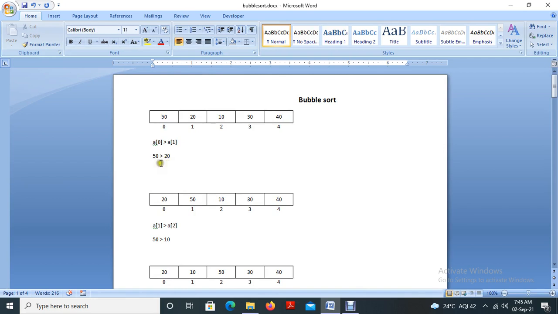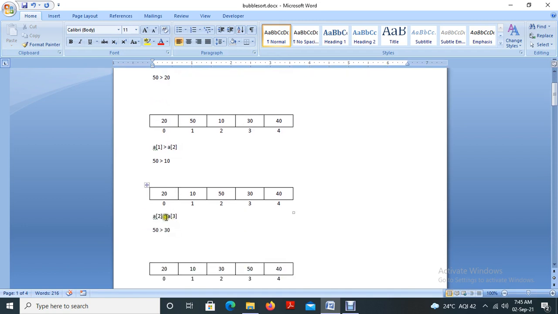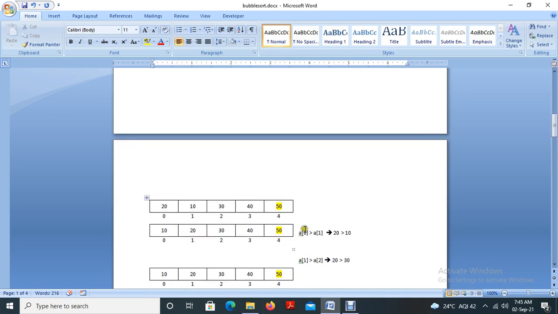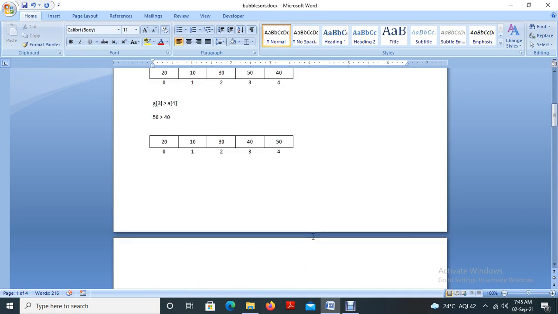Okay. So we start from A0 and compare with A1. If A0 is greater than A1, for example 50 greater than 20, then what will we do? We interchange the values and then start with A1 and A2. Okay. Then A2 to A3, then A3 to A4. Okay, so the first iteration is completed. So this is the process.